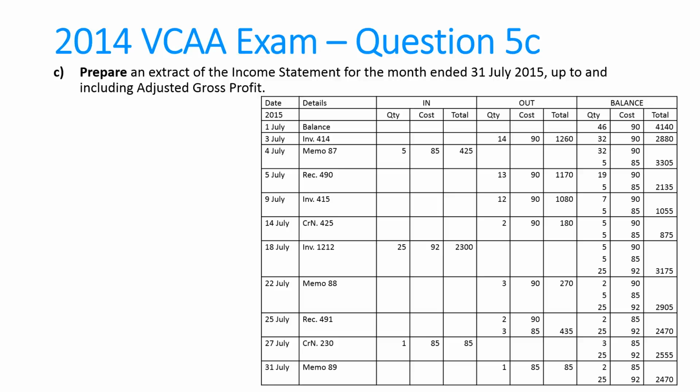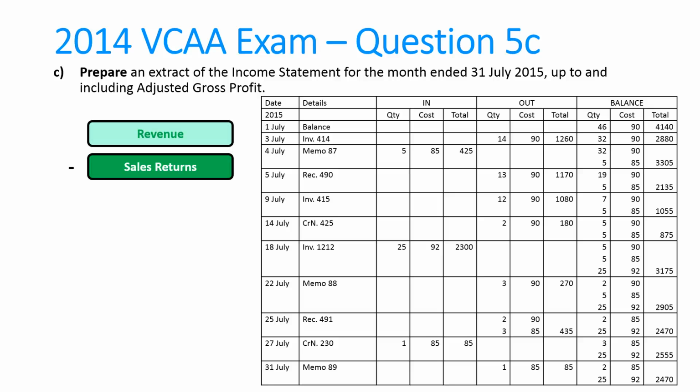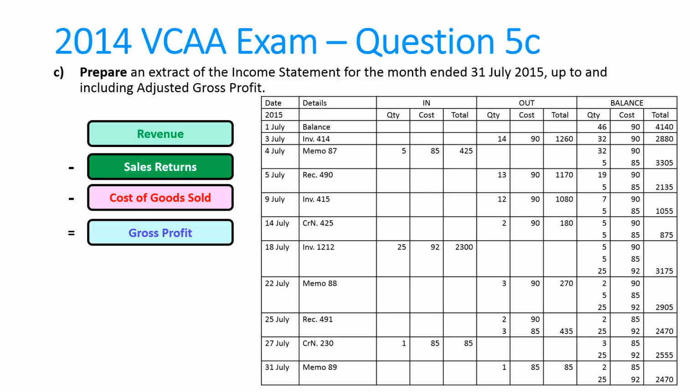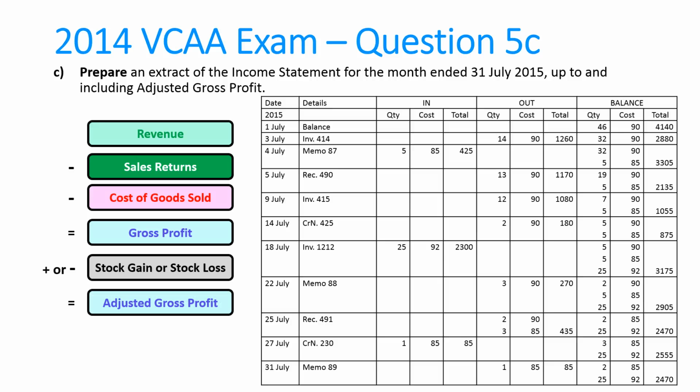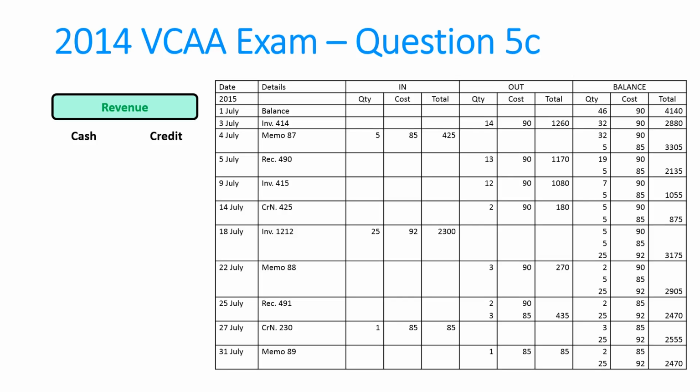So the main thing you want to remember is just what these sections are. If you can remember that, all you're going to have to do is plonk in the numbers. So hopefully you remember that the first thing that will go in will be revenues. Then we'll less away any sales returns, and that'll give us what's called net sales. We'll take out the cost of goods sold, and that'll equal our gross profit. And then we'll add or minus any stock gain or stock loss, and that will equal our adjusted gross profit. So we don't need to go any further than that because the question says just go down to adjusted gross profit. So let's look at the first part, revenue.